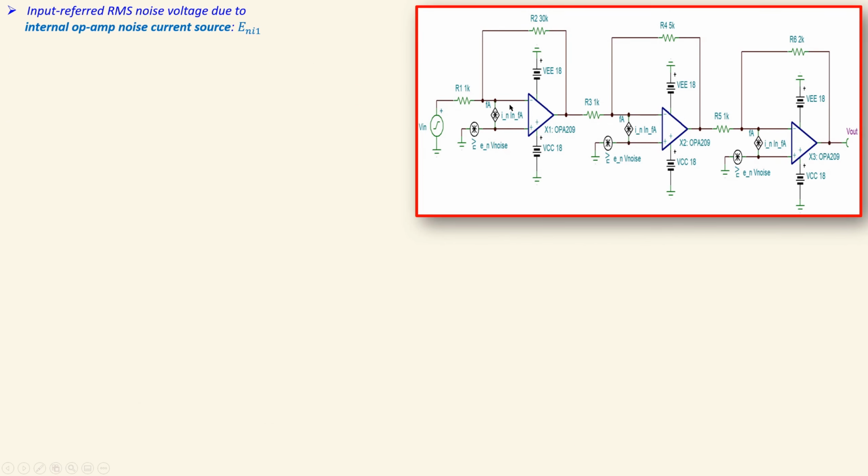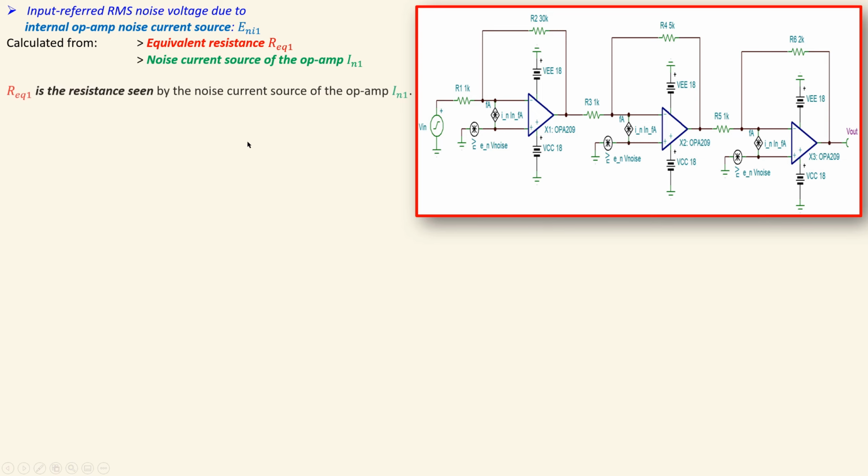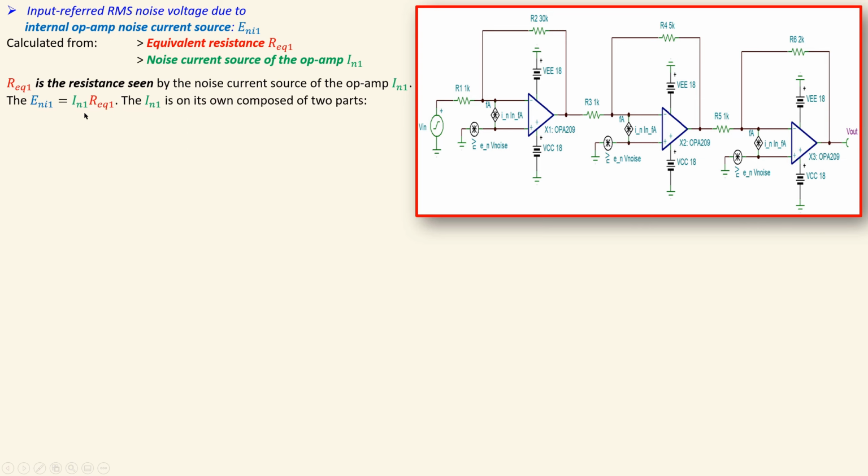Now, we will also look at the contribution of the noise current source of the op-amp at the input as an RMS voltage. It will be calculated by the equivalent resistance, that is actually due to R1 and R2, and also the noise current source of the op-amp, which is then given by this in RMS. We will first calculate the equivalent resistance seen by this source, and also use Ohm's law, just multiply these two, we get the voltage. The IN1 on its own is also composed of two parts. We have seen it also in the datasheet. It has its broadband and also the 1/f noise part.